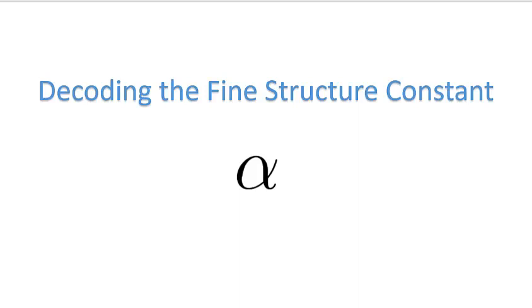I'm going to decode the fine structure constant. Now, why am I doing this when historically others have done this, and maybe it's already done, maybe everyone already knows what alpha is? But that's not how I roll. That's not how I work. And so in order for me to understand alpha, I have to do it myself. I have to find it myself.